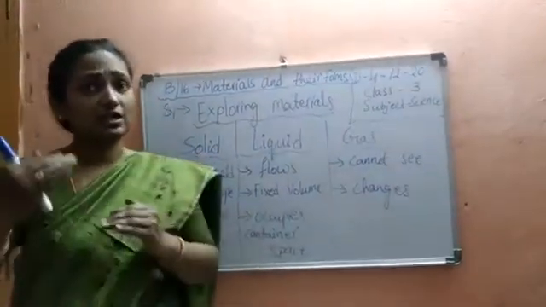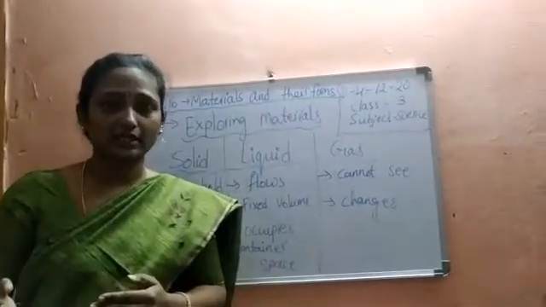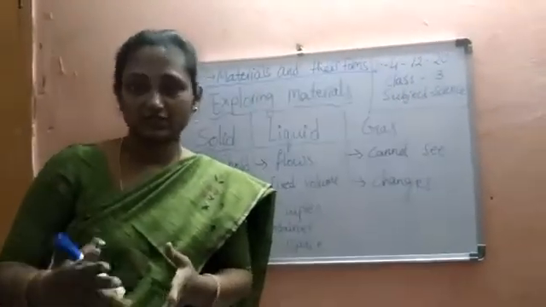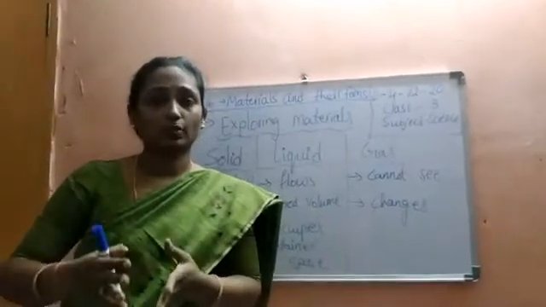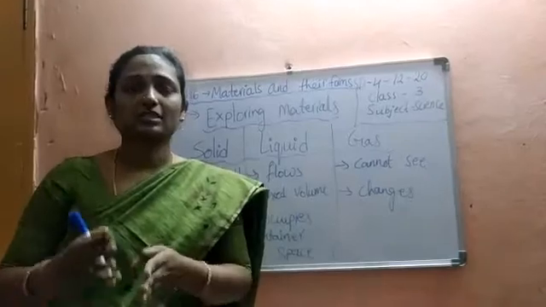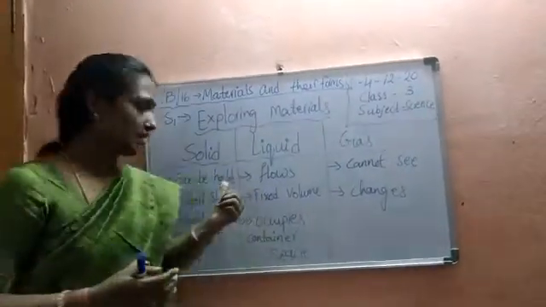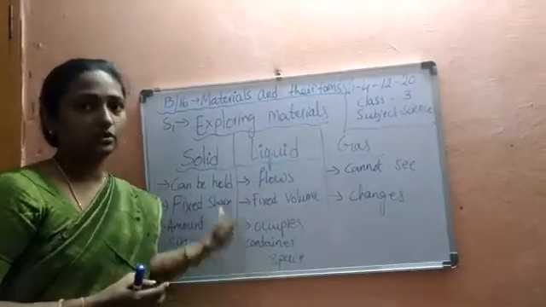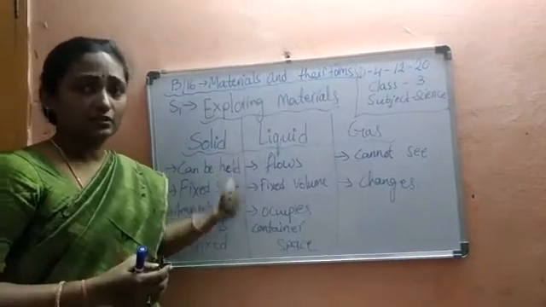So the things which are hard and which can be seen with the naked eye, which have a fixed shape, and the amount of space they occupy is fixed, those things we are saying are solid forms.